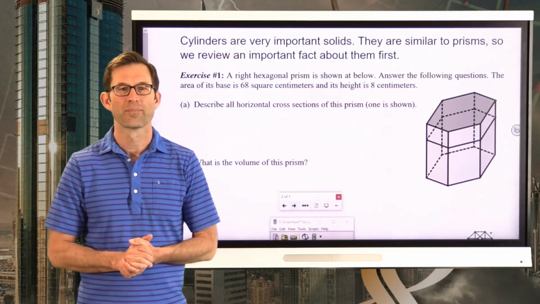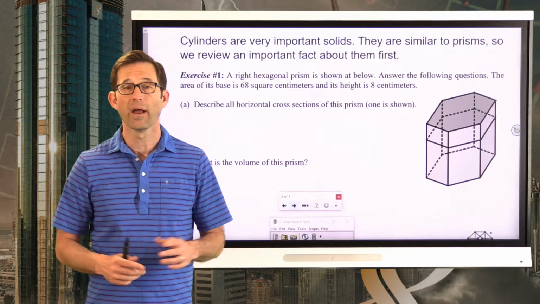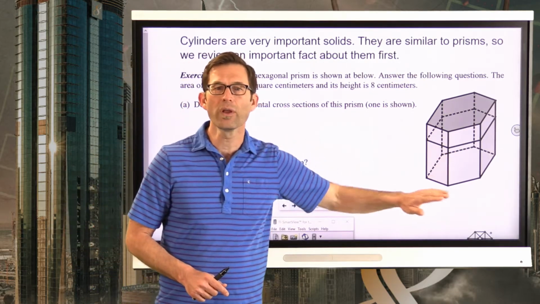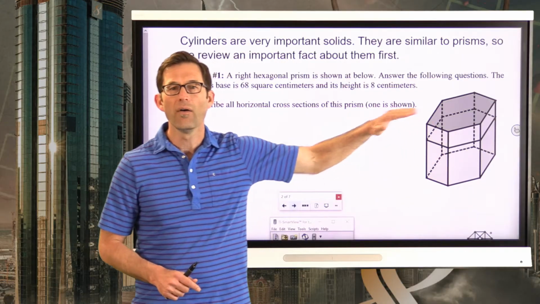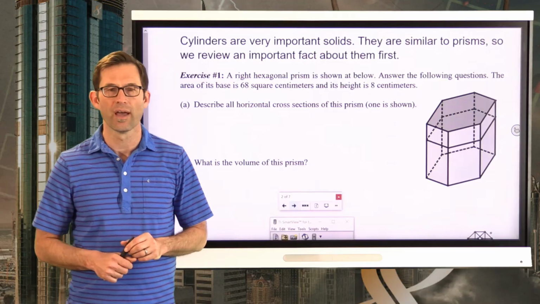Exercise number 1. A right hexagonal prism is shown below. Answer the following questions. The area of its base is 68 square centimeters and its height is 8 centimeters. Letter A, describe all horizontal cross sections of this prism. One is shown. All right, great. So what is going to be true? How can you describe every horizontal slice of this cross section? Pause the video now and write down something for letter A.